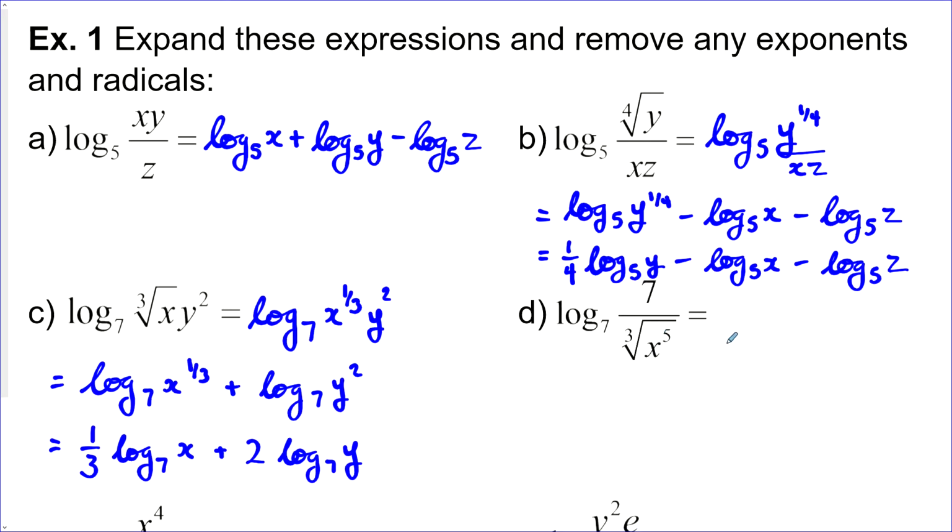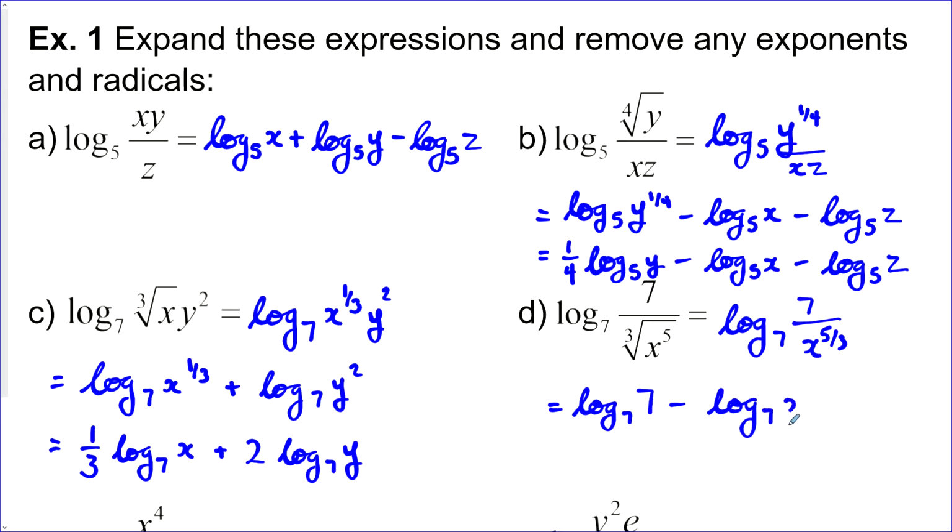This one here, we can first get rid of the radical: log base 7 of 7 over x to the power of 5/3. Breaking this one up, we've got log base 7 of 7 minus log base 7 of x to the power of 5/3. Now log base 7 of 7 is just 1. So this is 1 minus, we'll drop this exponent in the front here, 5/3 log base 7 of x.